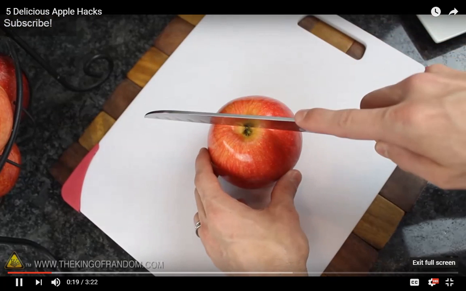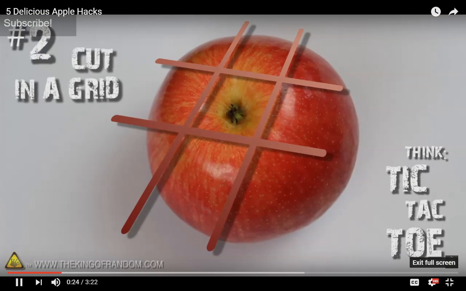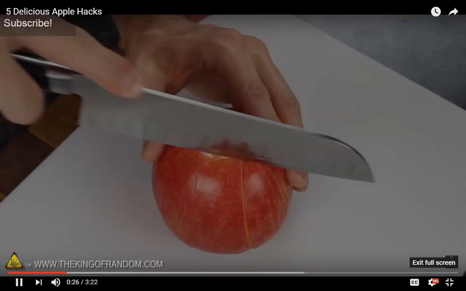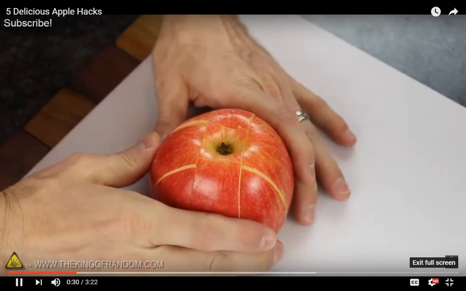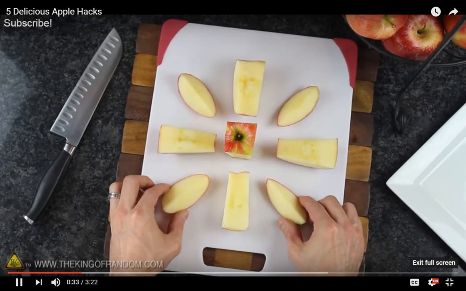Next, rather than cutting an apple into quarters, which you're probably taught to do, imagine a tic-tac-toe pattern with the center of the grid lining up with the middle of the apple. Cut along these imaginary lines, holding the pieces together firmly at the top as you do, and just like that, your fruit snack is completely sliced and ready to eat.